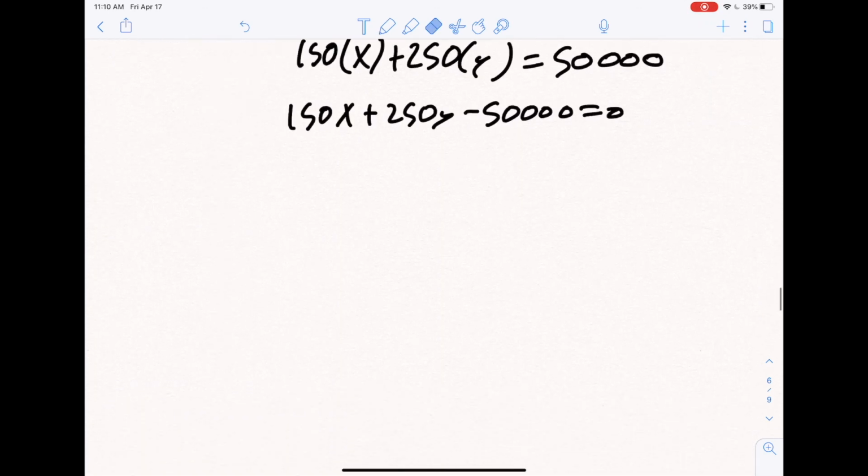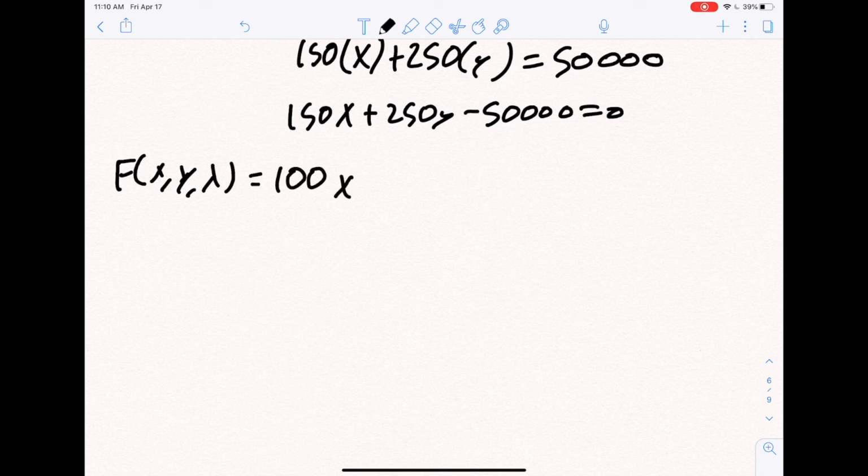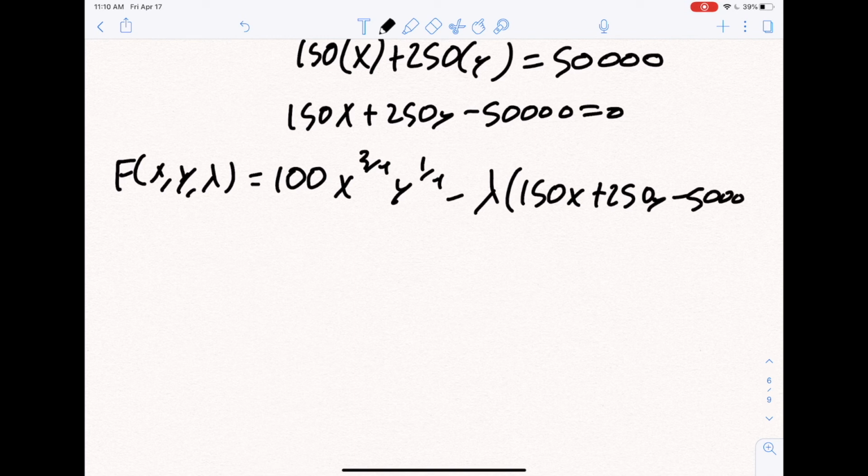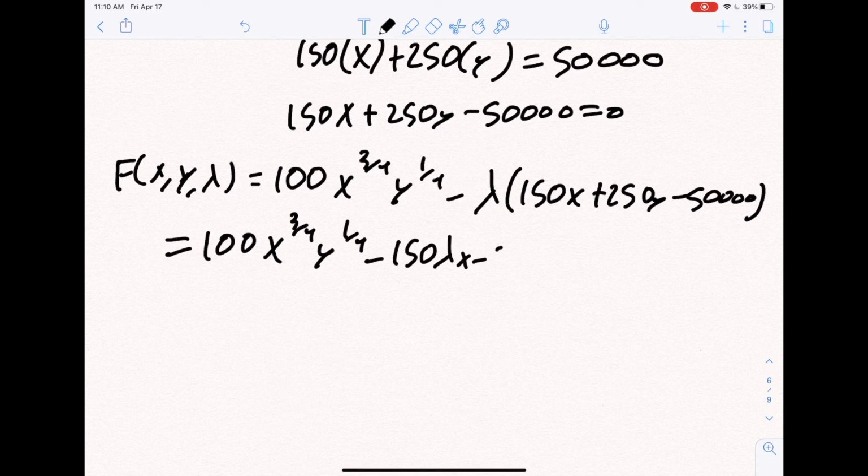And so now we can set up our function. We have f of x, y, lambda equals 100x to the 3/4 times y to the 1/4 minus lambda times 150x plus 250y minus 50,000. And so distributing out the lambda, what we get is 100x to the 3/4, y to the 1/4, minus 150 lambda x minus 250 lambda y plus 50,000 lambda.